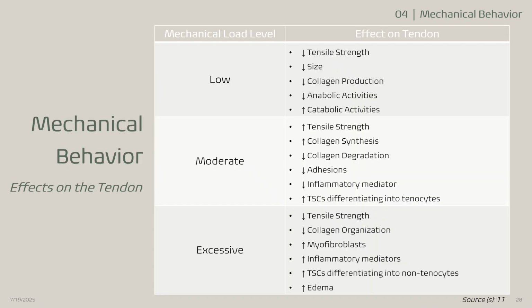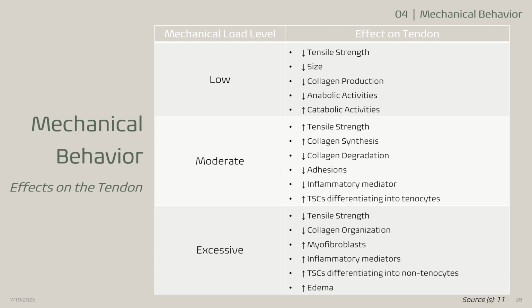The load level, which is both time and force dependent due to its viscoelastic properties, has a big impact on the tendon structure. When a tendon receives little load for little amounts of time, the overall tensile strength, size, collagen production, and anabolic activities decrease. Catabolic activities increase.